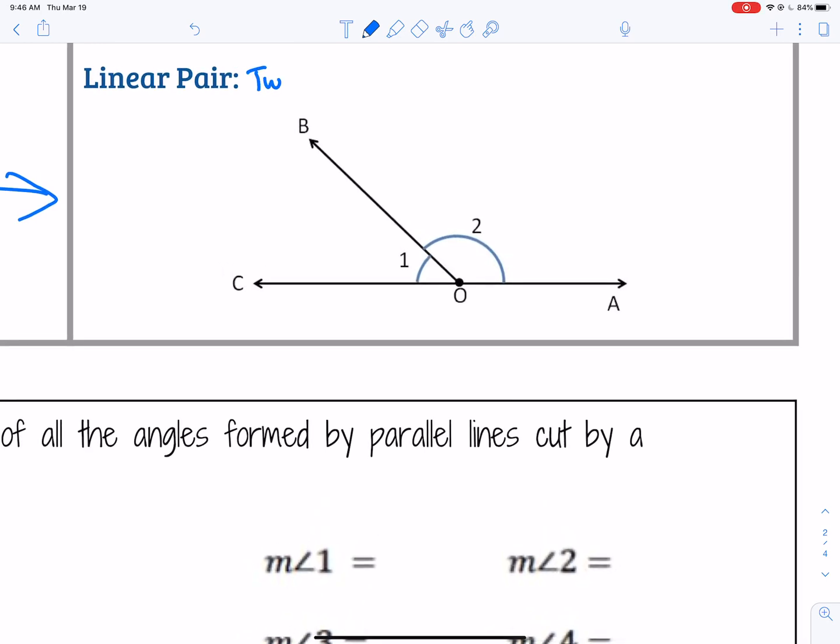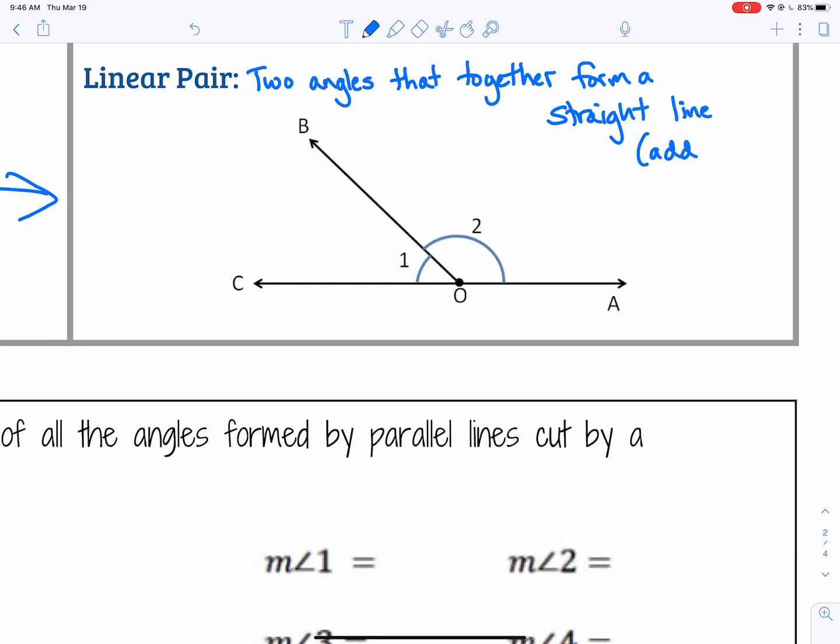So a linear pair is when you have 2 angles that together form a straight line. And because they form a straight line, they add up to 180. They're supplementary, which helps us solve problems when we see these. So it's good things to know. These things will help you solve problems when they happen, and they show up often.